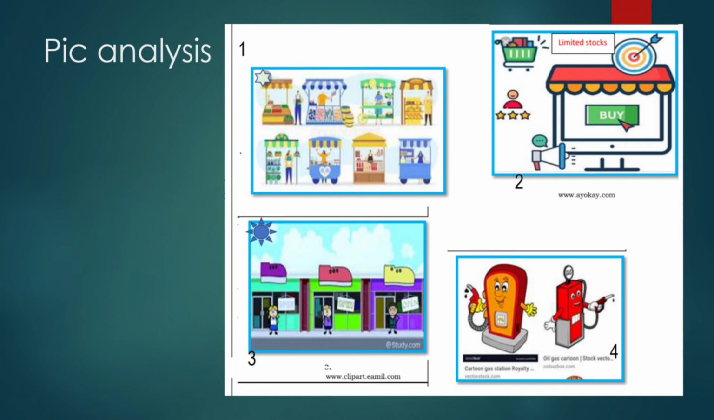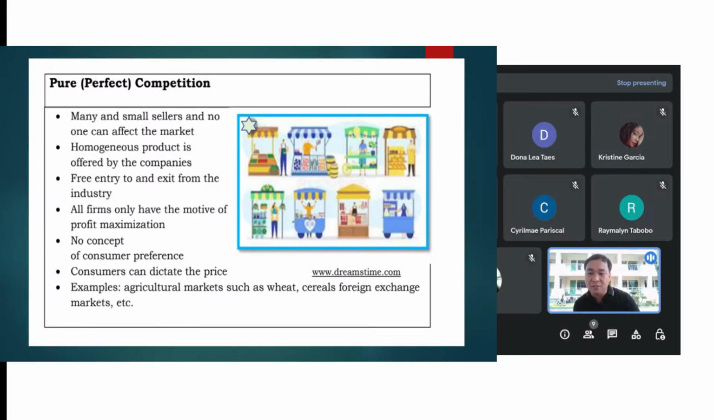The perfect competition. Okay, perfect competition. So is that a perfect competition? Let's take a look. Yes, that is a perfect competition or pure competition, meaning many and small sellers and no one can affect the market. And homogeneous products are offered by the companies. So free entry and exit from the industry, examples of which are the agricultural markets such as wheat, cereals, foreign exchange markets, and so on.